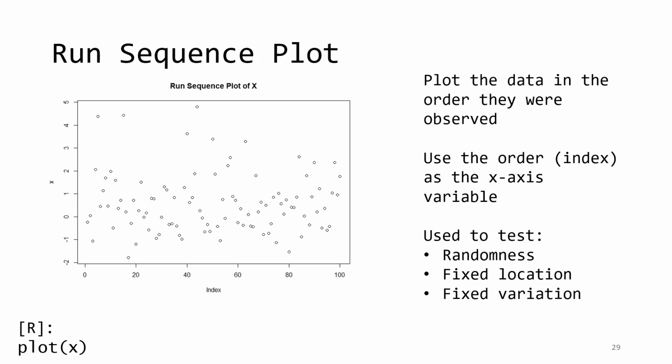The first plot is called a run sequence plot. The data are plotted in order, with the x value being the index or order of the data. If the run sequence plot is flat and non-drifting, the fixed location assumption holds. If the run sequence plot has a vertical spread that is about the same over the entire plot, then the fixed variation assumption holds. If there are patterns in the data that make values look related based on the order they were observed, then randomness may be an issue.